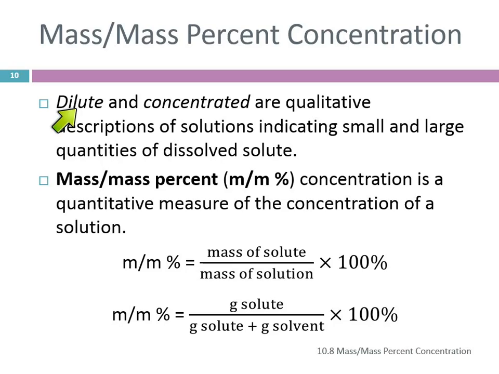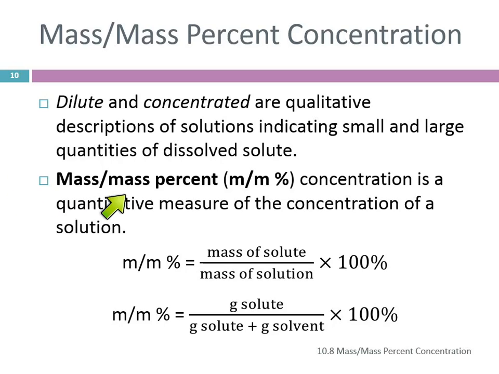So dilute has a small amount of dissolved solute. A concentrated solution has a large amount. They are qualitative. There's no numbers involved. It's very relative. Of course, chemists aren't really into a lot of qualitative stuff. We like numbers and to measure it, right? So one way to measure concentration is to use a percentage.